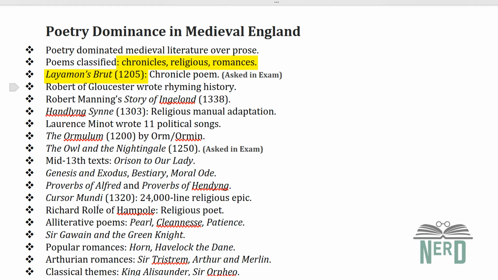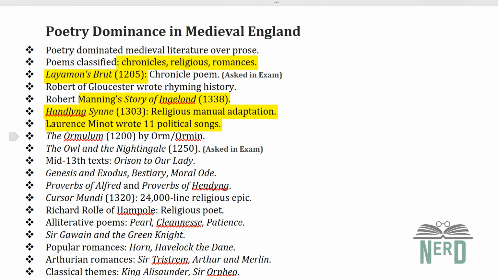We also have Robert of Gloucester, famous for his rhyming history, and Robert Manning of Brunne, who lived between 1264 and 1340. His story of England, composed in 1338, traces English kings' lineage all the way back to Noah, while his Handlyng Synne of 1303 adapts a French text as a religious manual. Don't forget Laurence Minot, around 1350, who wrote 11 spirited political songs.